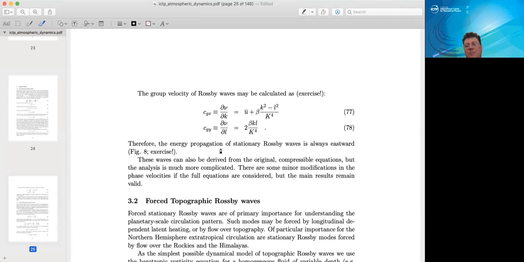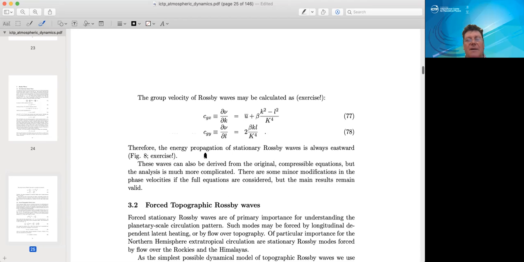This is an extremely important result, because let's say we are in Europe and we see a Rossby wave perturbation and we are asking ourselves, where does the energy come from? It can only come from the west. It cannot come from the east. Stationary Rossby waves' energy can only propagate into the positive x direction. This is a very crucial, important result that we find here.